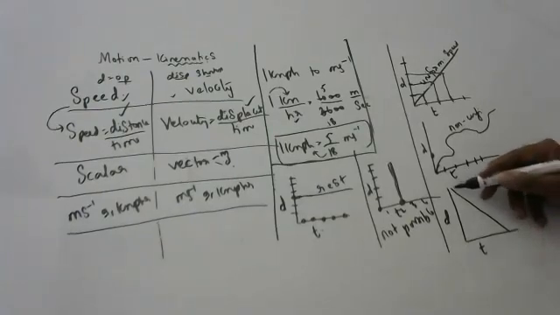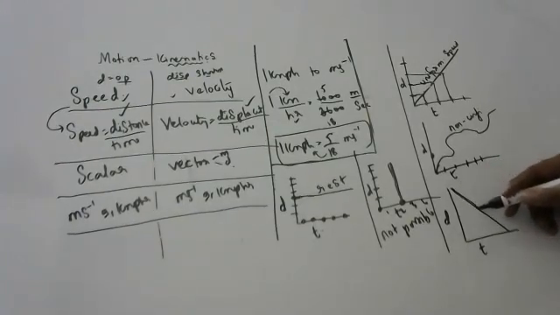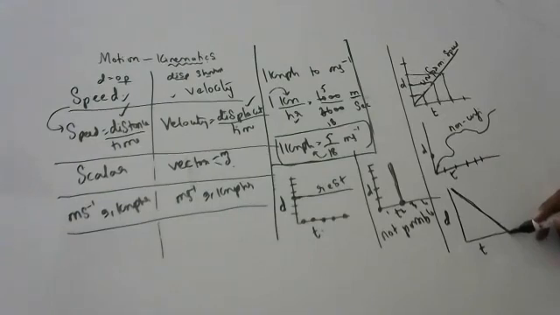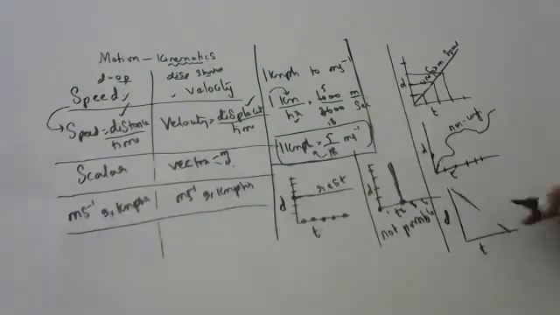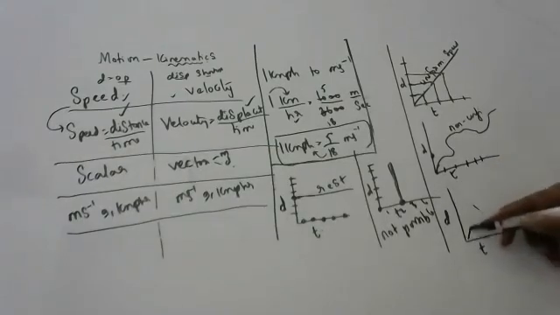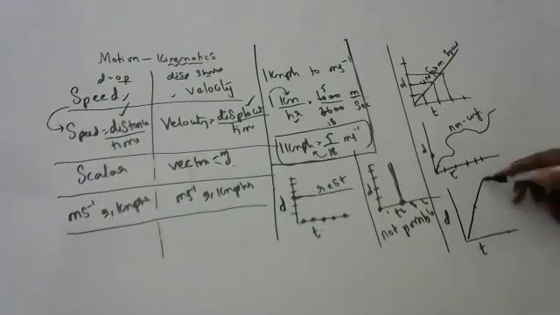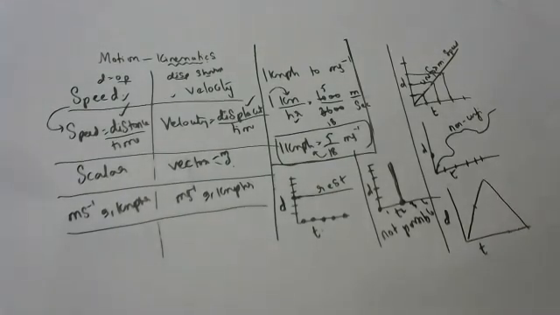Children, the distance is decreasing and coming back. If a body is going up, then it will go like this, and coming back is equivalent to this, children, like this. So these are the graphs, children. You should remember all these types of graphs.